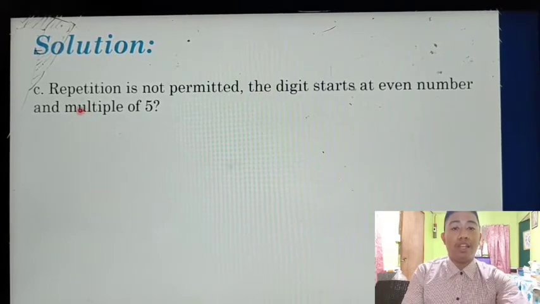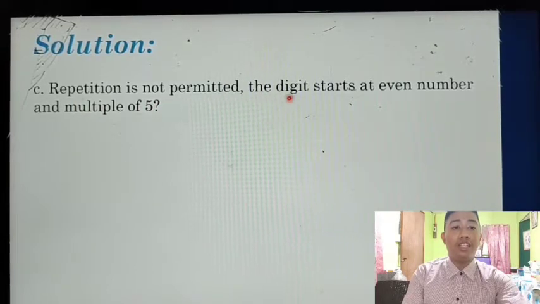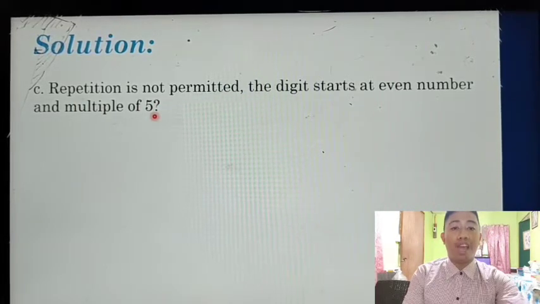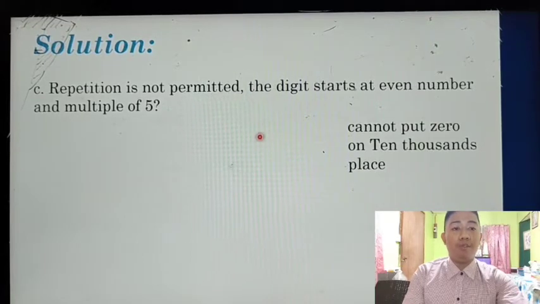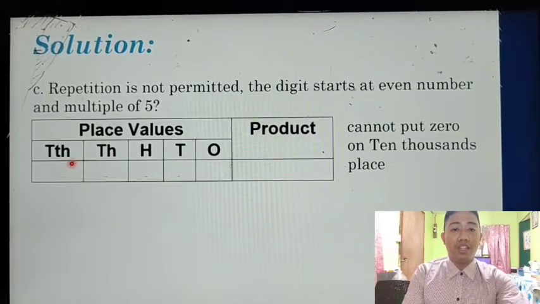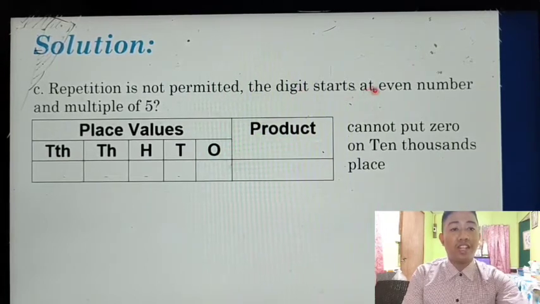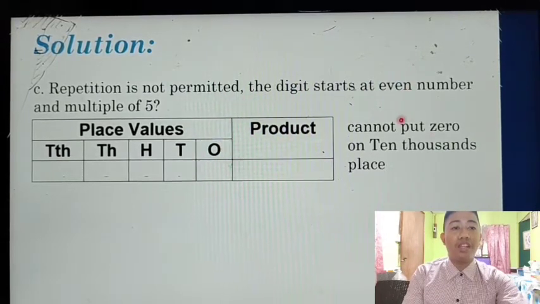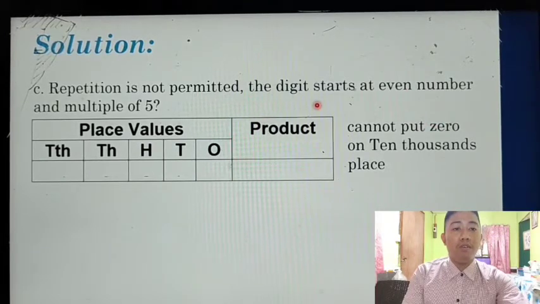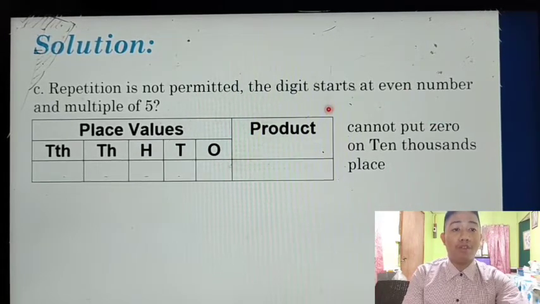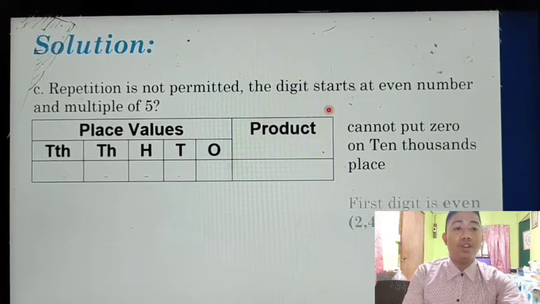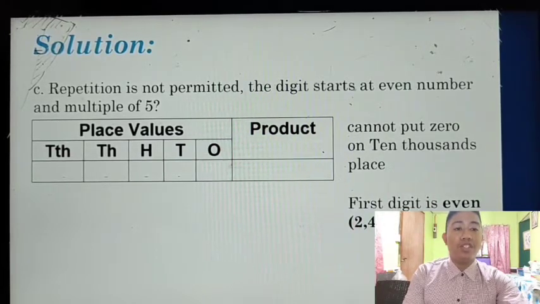Okay, letter E. Repetition is not permitted, and the number starts with an even digit and is a multiple of 5. We all know that we cannot put 0 on the 10,000th place, so we use the table again. Let us analyze. On the 10,000th place, the digit starts with an even number, and of course, 0 is not included. Among the 5 even digits 2, 4, 6, 8, and 0, we use 2, 4, 6, and 8. So we have 4 digits that can be chosen for the 10,000th place.